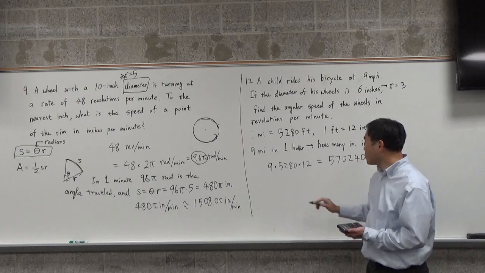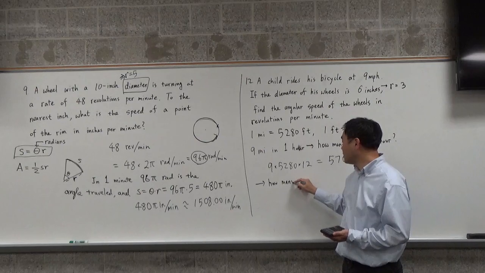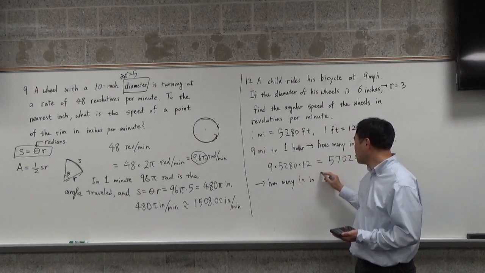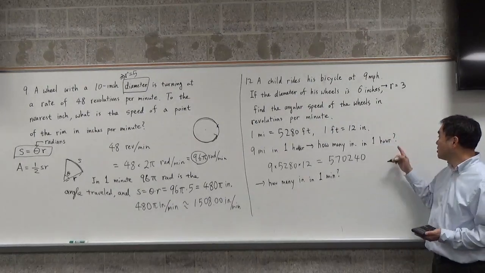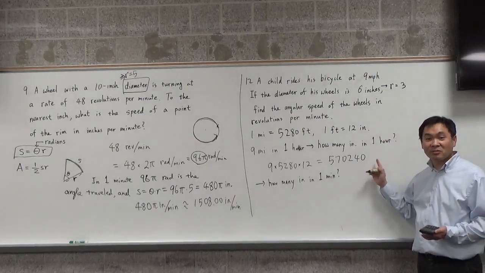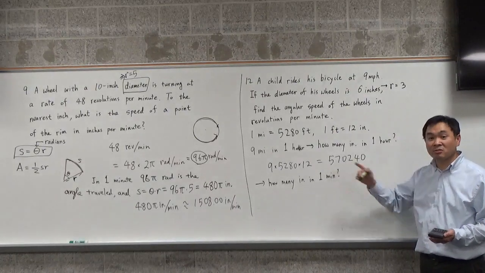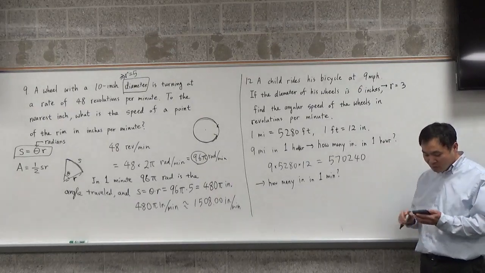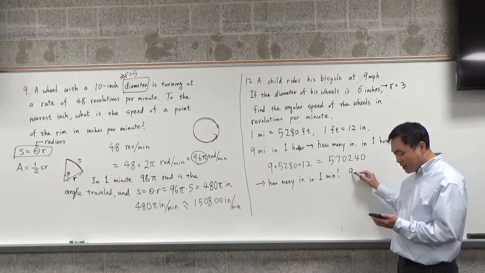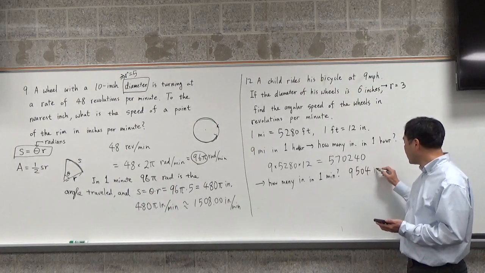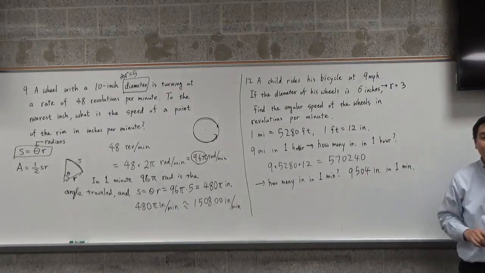Okay. But then eventually I have to convert that to revolutions per minute. So now I have to ask the following question. How many inches in 1 minute? What should you do? Can't you divide that number by 60? You divide this by 60 because this is how much the child has traveled in terms of inches in 1 hour, right? So you have to divide this by 60. And you get 9504 inches in 1 minute.